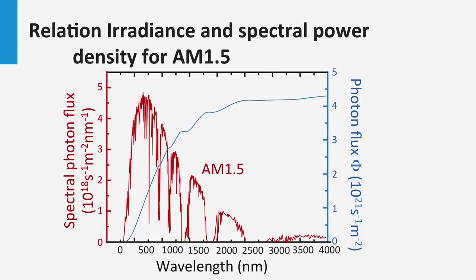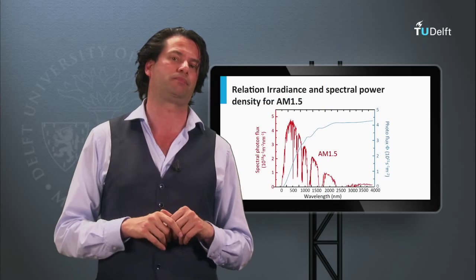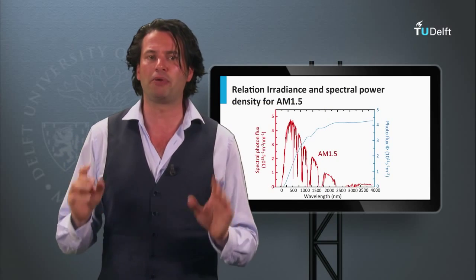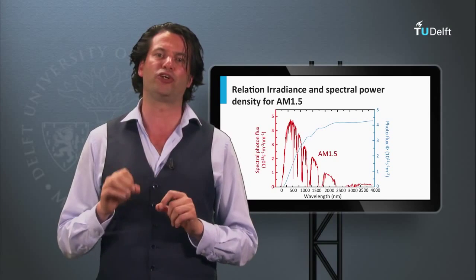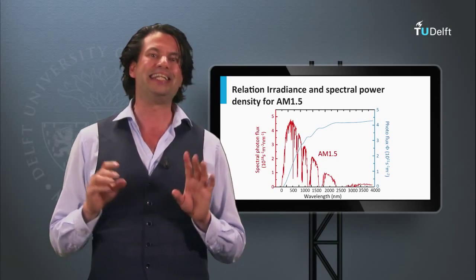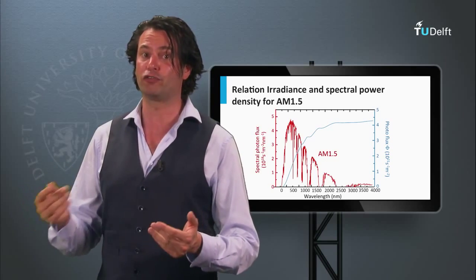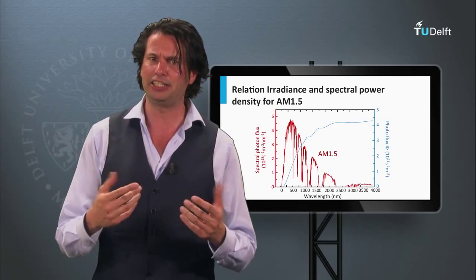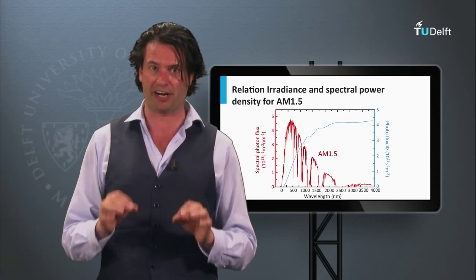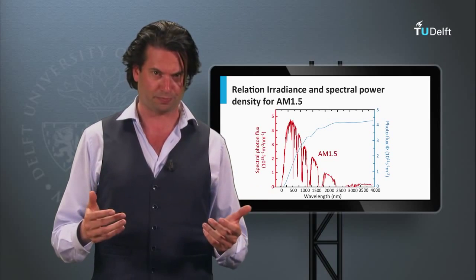The blue line shows the photon flux in the AM 1.5 spectrum up to the wavelength lambda. It shows that up to 4000 nanometers, the AM 1.5 spectrum has a photon flux of 4.3 times 10 to the power 21 photons per second per square meter. As we will discuss in the coming 2 weeks, every photon can result in one collected charge carrier. This means that the amount of photon flux of these solar spectrums in theory determines the maximum current per area we can generate with a solar cell.